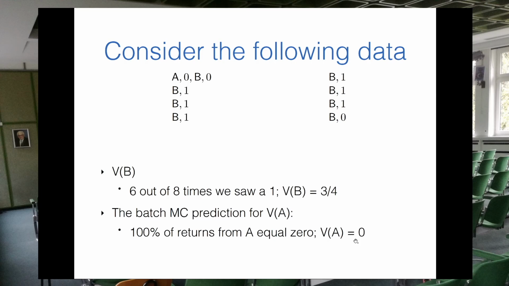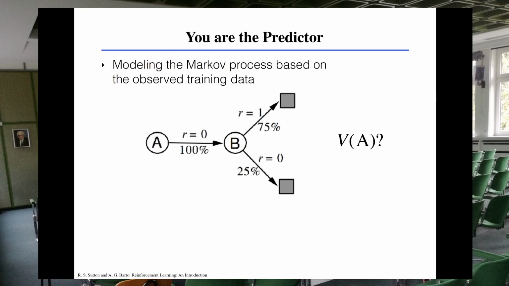But what happens if you apply temporal difference? If you apply temporal difference, what you are doing is having this MDP. You are moving from state A, getting a reward of 0. You get into state B, and from B, sometimes you got a reward of 1. So this was 75% of the times, and 25% of the times you got a reward of 0, and then you reach the terminal state.